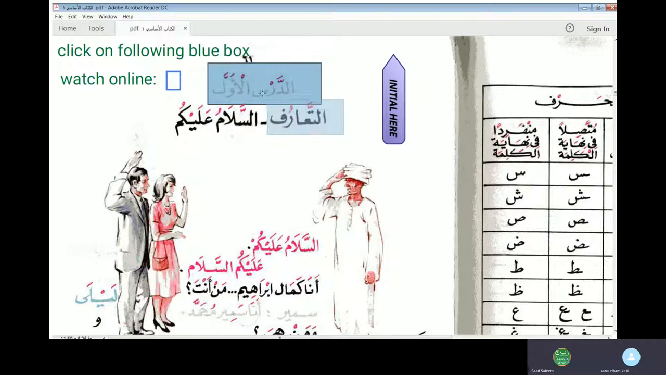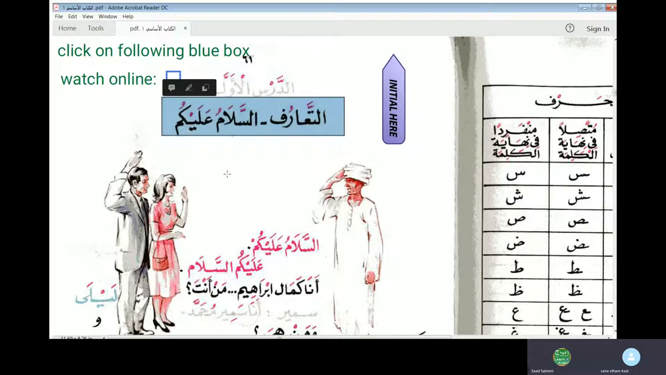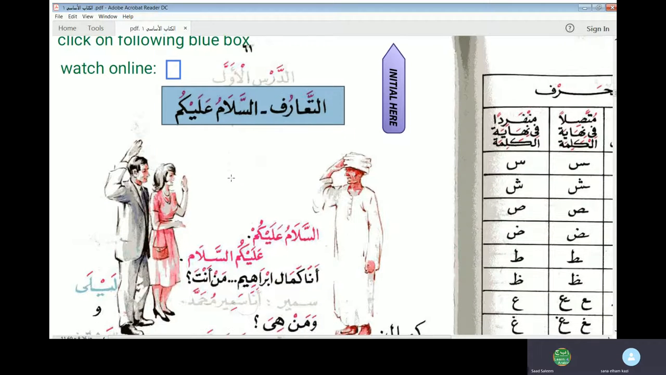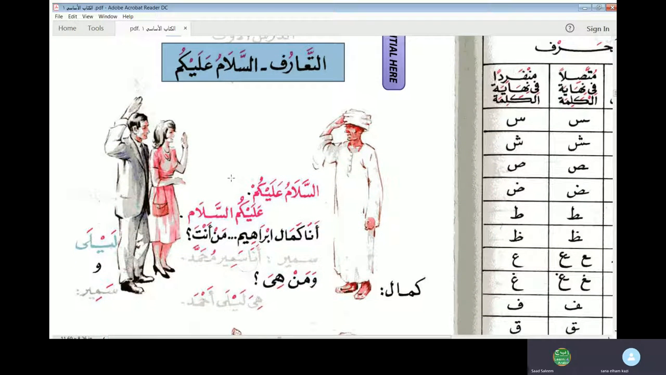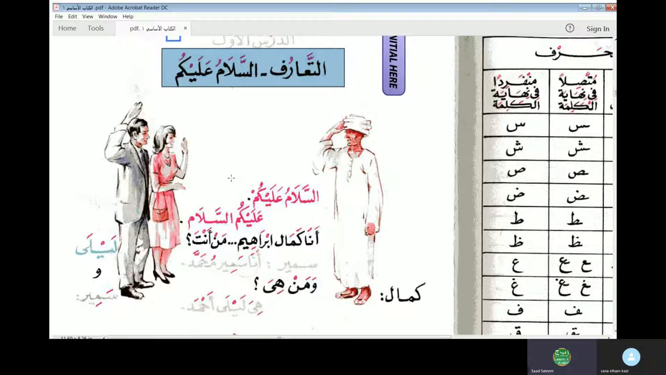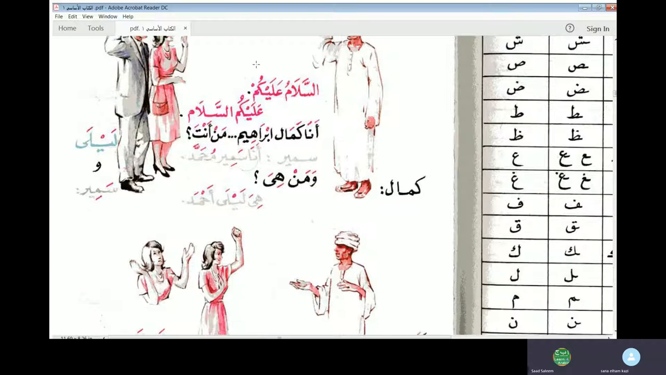The lesson will start. First lesson: at-taaruf, introduction. The name of the lesson is introduction. Assalamu alaikum. Alaikum assalam. Peace be upon you too.